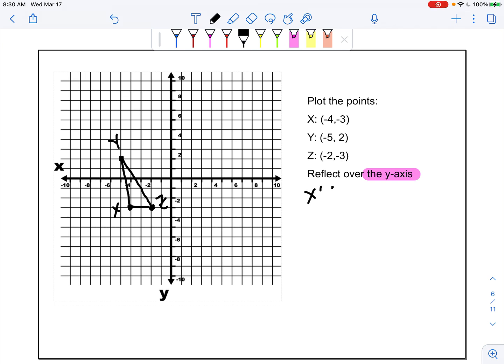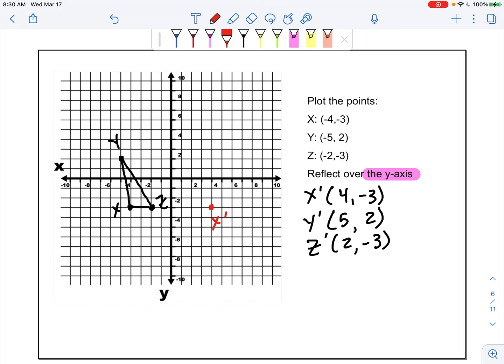So here's my x prime. Now it's positive 4, negative 3. My y prime is going to be positive 5, 2. And then my z prime is going to be positive 2, negative 3. So let's go ahead and do that. So put that prime mark right here. So then 4, negative 3. So now I'm going to come on the other side of my y-axis to 4, negative 3. And you can see it just sort of moved over that y-axis.